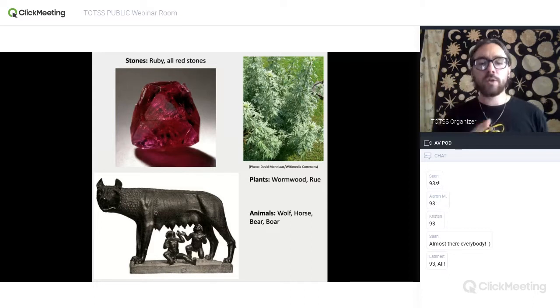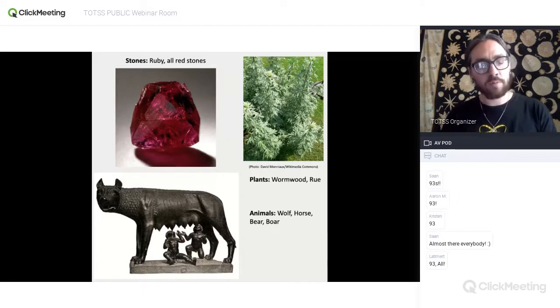Wormwood, oh, actually, you know what? I wrote wormwood here. Crowley in 777 actually writes absinthe rather than wormwood. And absinthe is a drink, right? But the common wormwood is Artemisia absinthium, I think is the Latin name. So the drink absinthe gets its name through the Latin name for the plant that we call wormwood.